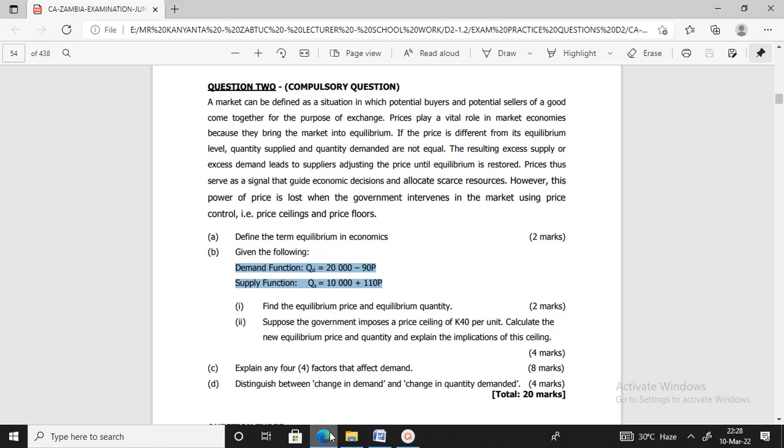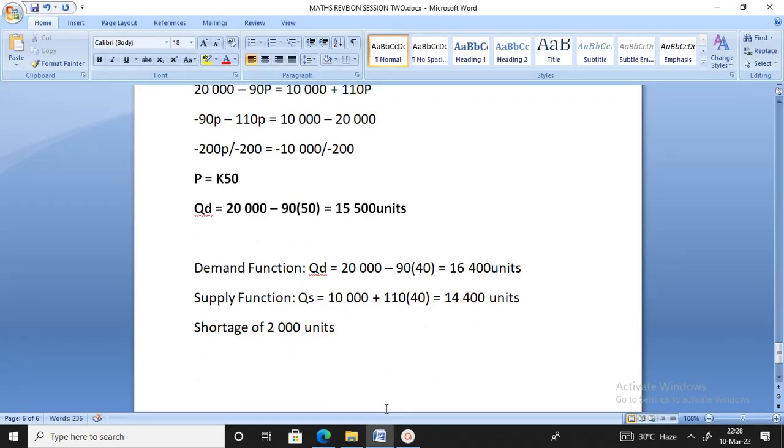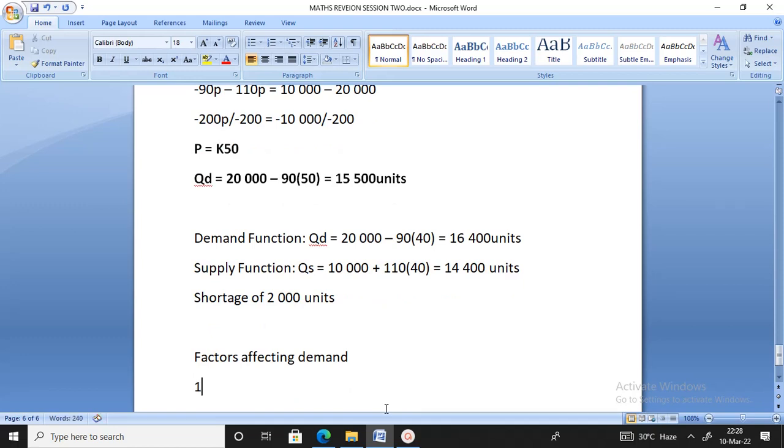Okay, so next question. Explain any 4 factors affecting demand. So factors affecting demand are quite straightforward. If you want to understand the factors that affect demand, just look at what influences your own demand, and then you'll be able to notice that.